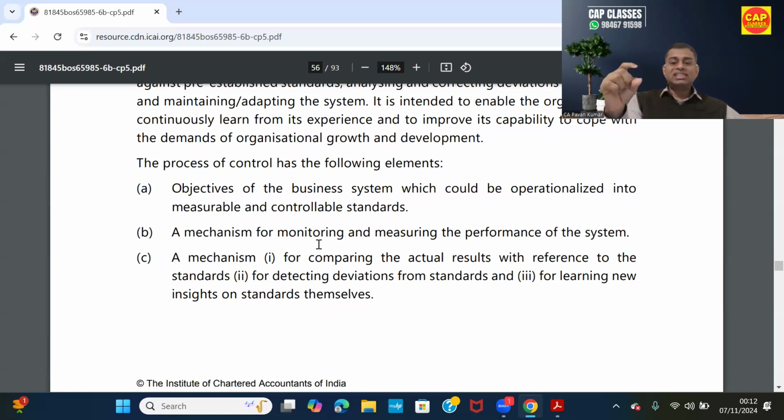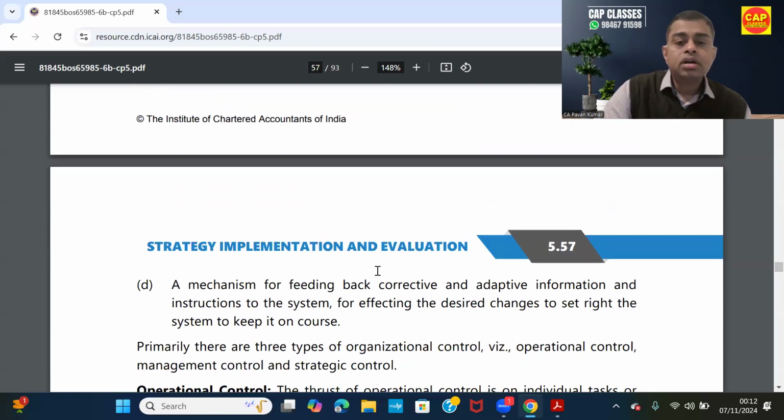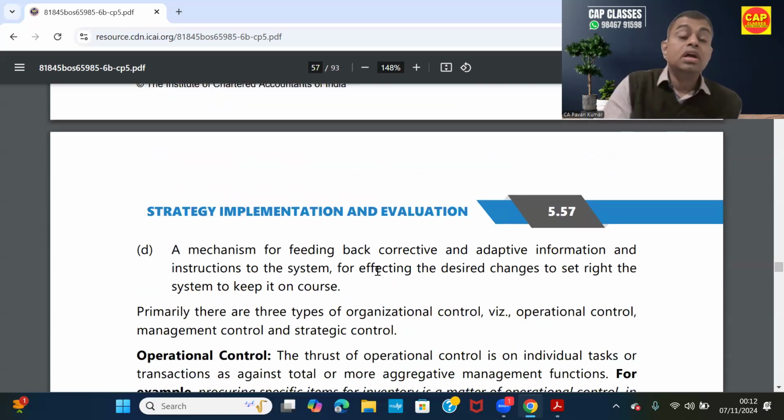So first one is setting the standard. Second one is measuring the actual performance. Third one is comparing actuals and standards, detect deviation, and what corrective actions we need to take. D, corrective action. That's all.